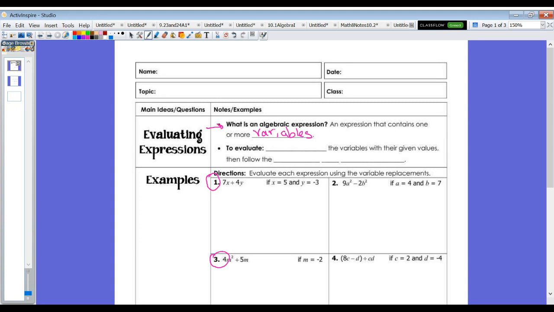It doesn't have an equal sign in it. They're asking me to find the value of something with variables in it. When I'm evaluating it, when I'm trying to find what the value of something is, all I'm doing is substituting, and we'll look at what that looks like. Substitute the variables with their given values, and then follow the order of operations.